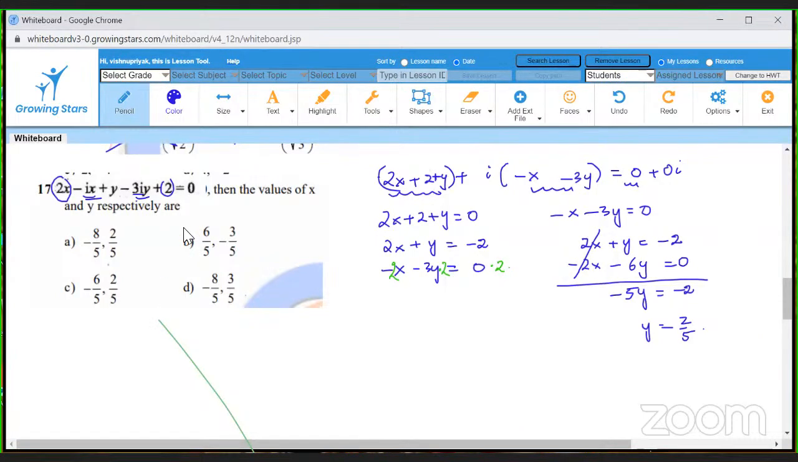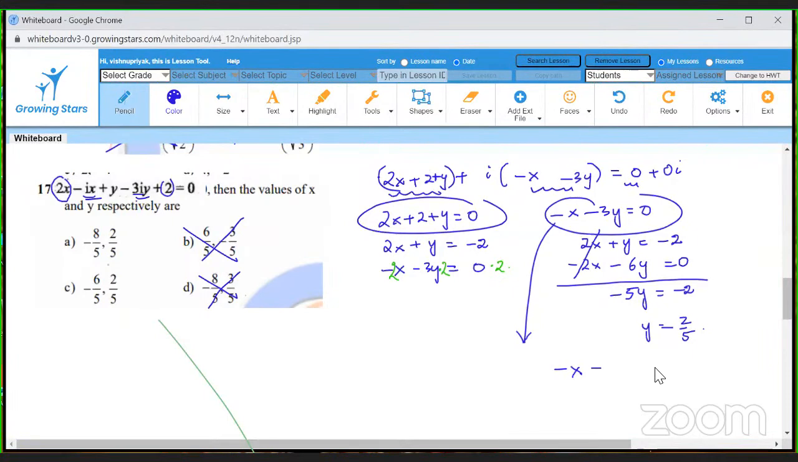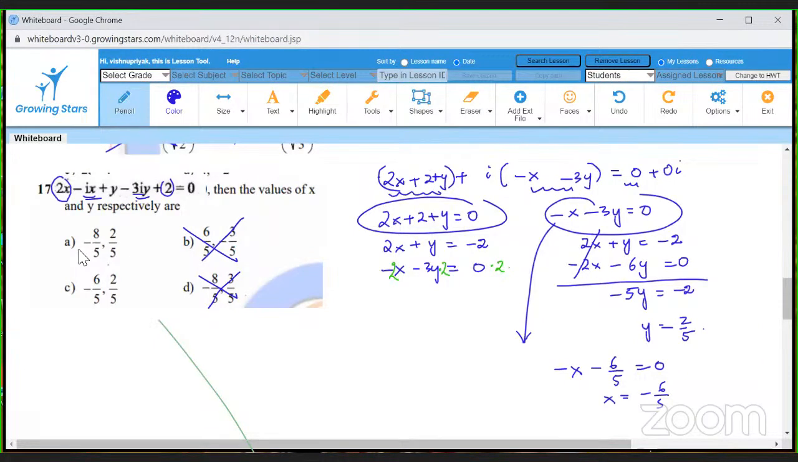So y is 2 by 5 means these two options are wrong. Either A or C. Then you can put y in this equation or in this equation. Suppose if you put it here, minus x minus 6 by 5 equal to 0. So x is minus 6 by 5. That means option A will be correct. No. Option C will be correct. Not option A. This is how you will find the correct answer.